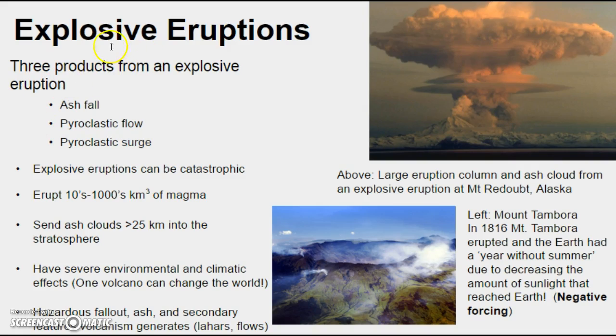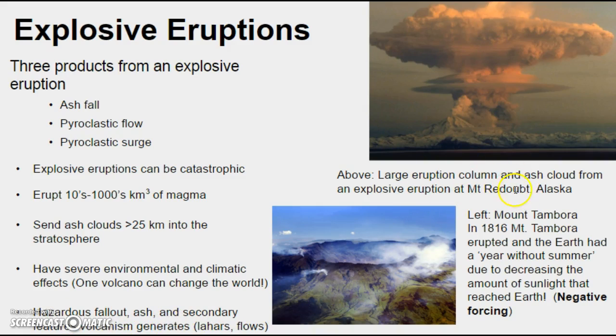So, last couple topics here. Explosive eruptions. These are what blast debris that generate ashfall, pyroclastic flows, and pyroclastic surges. Explosive eruptions can be potentially catastrophic, and they erupt cubic kilometers of magma, just tremendous amounts of material. And these can lead to ash clouds very, very high up into the stratosphere. Notice we're not talking troposphere, we're talking stratosphere here. And they have severe environmental and climatic effects, and the fallout can become potentially damaging.